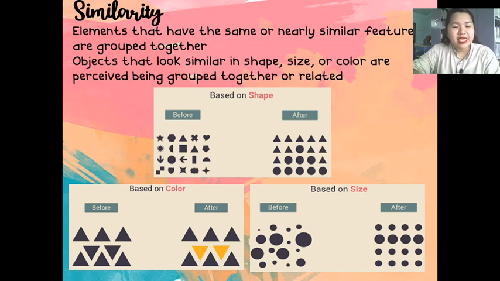Now, similarity. Elements that have the same or nearly similar features are grouped together. Objects that look similar in shape, size, or color are perceived being grouped together or related. So, meron tayong tatlong images. So, first image, before, random na mga shapes, right? Then, later on, after, we have here, dalawang shapes.